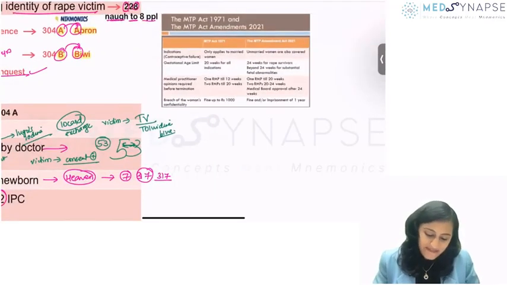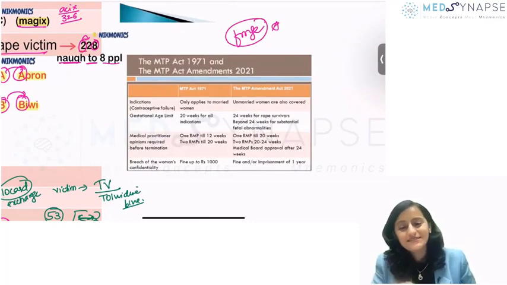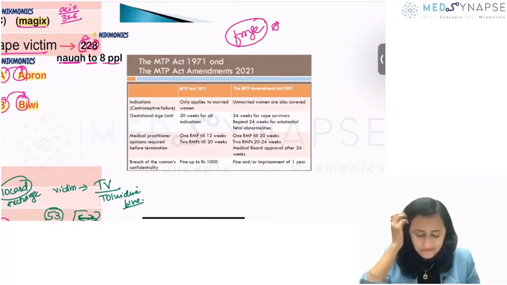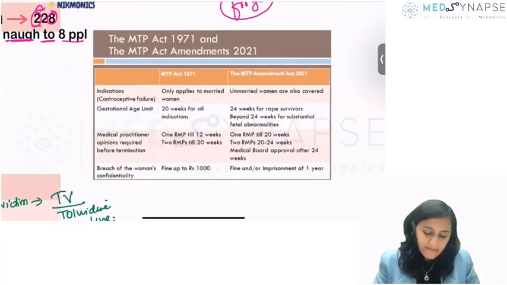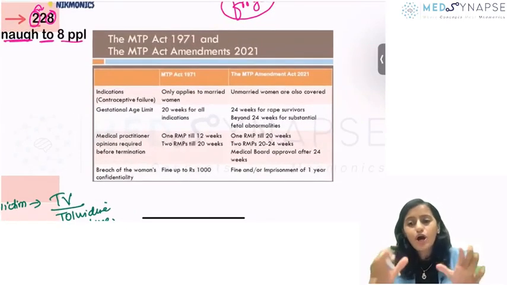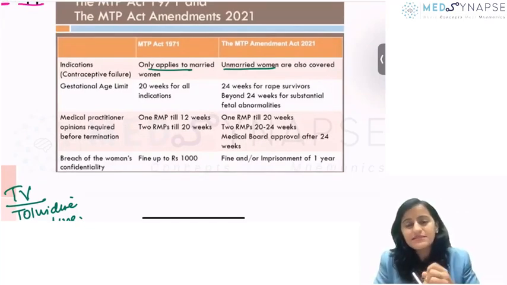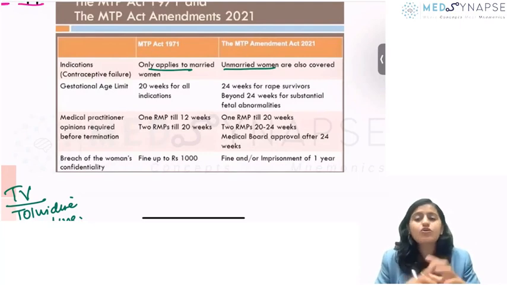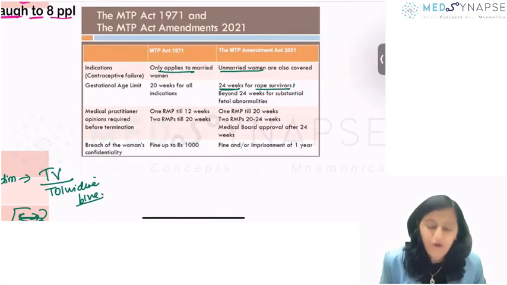Coming to some very, very important points, especially for the FMG exam, the MTP Act is very, very frequently asked. So, some amendments in the MTP Act 2021. According to that, even unmarried females are included. Previously, it was only for married females. And in a case of a rape victim, the MTP can be done till 24 weeks.